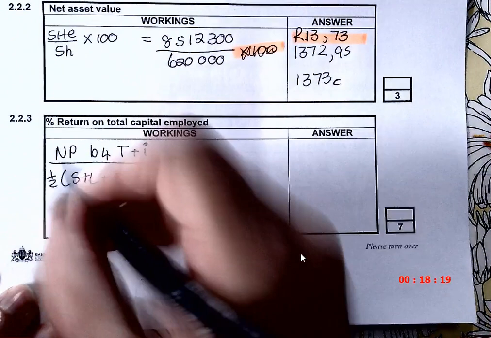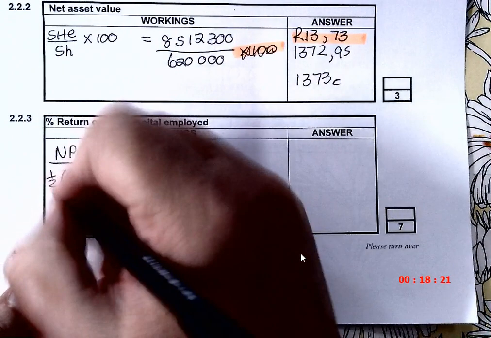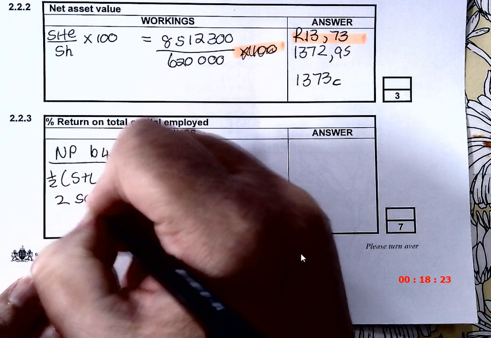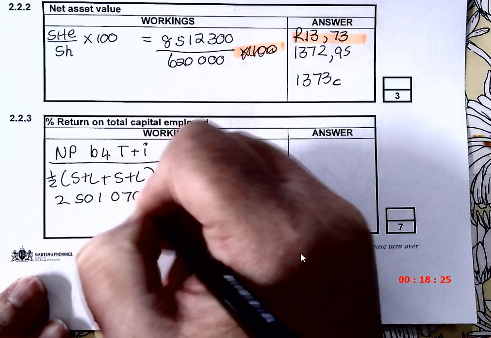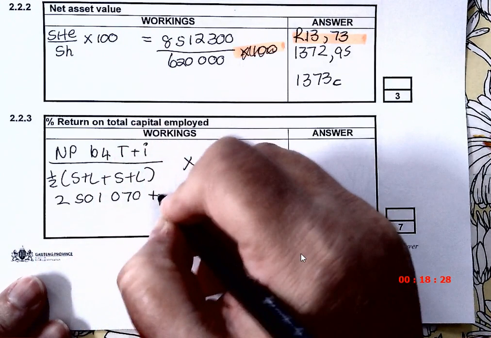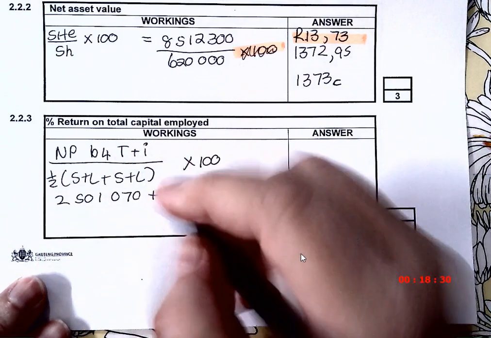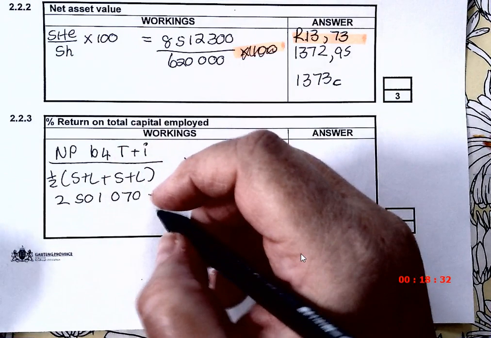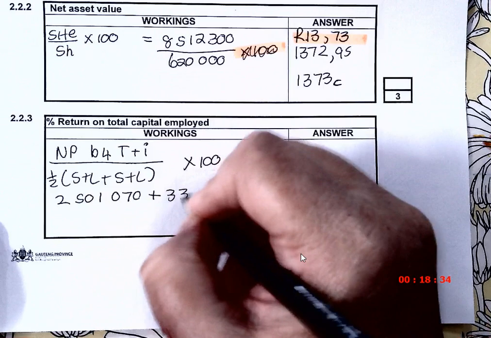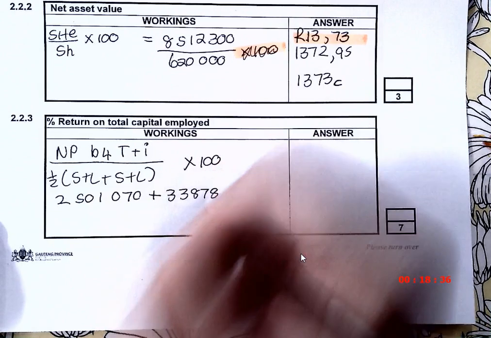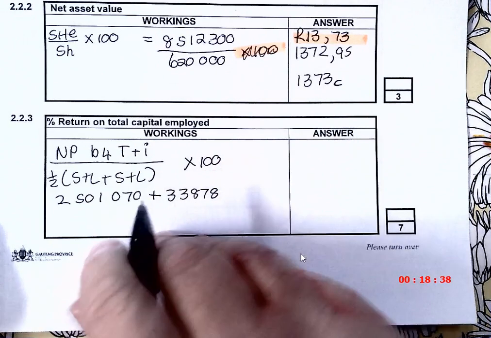So, what is net profit before tax? It's the 2501,070. Interest, I'm going to look at my interest expense. They give me 338,780. Can you see I'm plussing it? No. Okay.